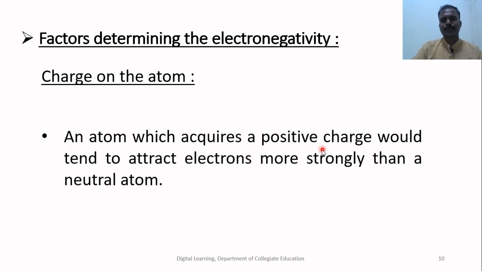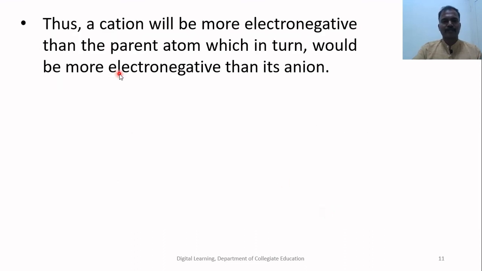An atom which acquires a positive charge would tend to attract electrons more strongly than a neutral atom. So you consider a neutral atom, it is having some effective nuclear charge value. No doubt it attracts the electrons. When you remove an electron from the neutral atom, it becomes a positively charged ion, and this is going to have a more effective nuclear charge when compared to the neutral atom. Thus, a cation will be more electronegative than the parent atom, which in turn would be more electronegative than its anion.